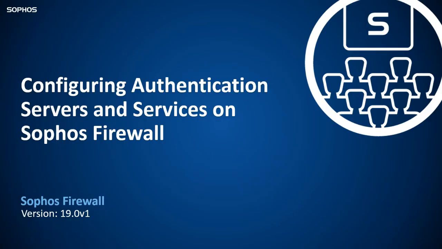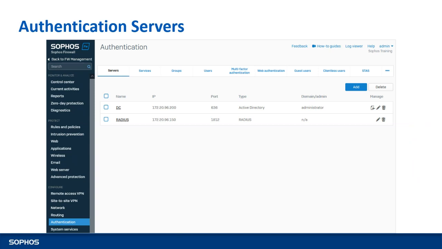Okay. About some configurations: authentication servers and services on the firewall. The firewall can be configured to authenticate using external servers. This is beneficial if the organization already has a directory service in place. This will allow an organization to leverage the user information they already have. So Sophos Firewall supports directory services such as, as I mentioned before, Active Directory, Novell Directory, RADIUS, etc.